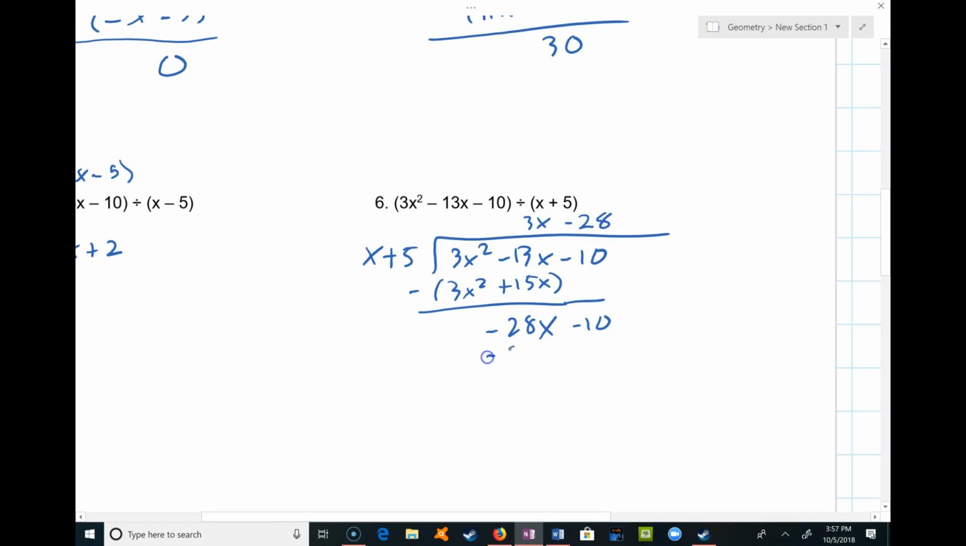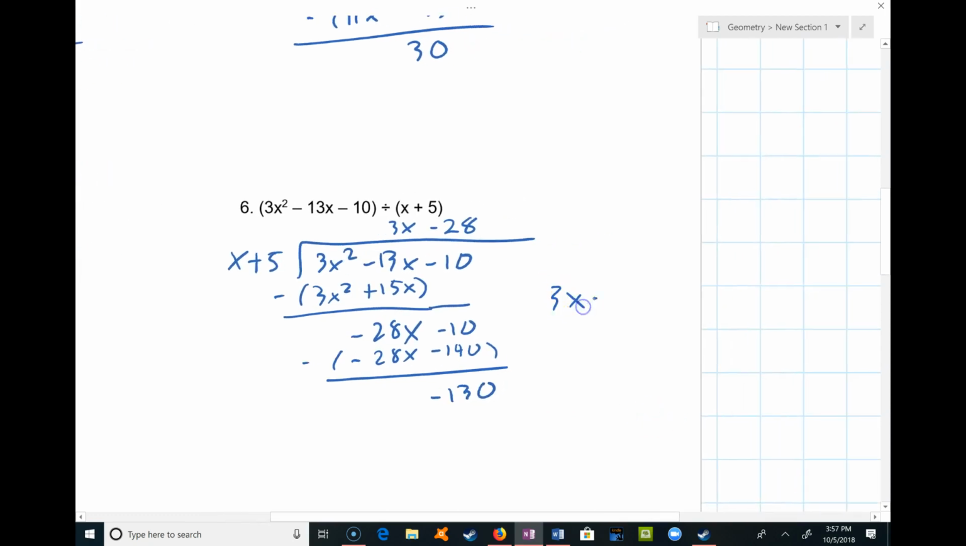Negative 28 times x is negative 28x. Negative 28 times 5 is negative 70. Is that right? Wait, 5 times 2 times 5, 20 times 5 is 100. What am I thinking? No. 140. Yeah. So then we subtract negative 28x minus a negative 28x is 0. Negative 10 plus 140 essentially would be negative 130. So then my answer would be 3x minus 28 minus 130 over x plus 5.